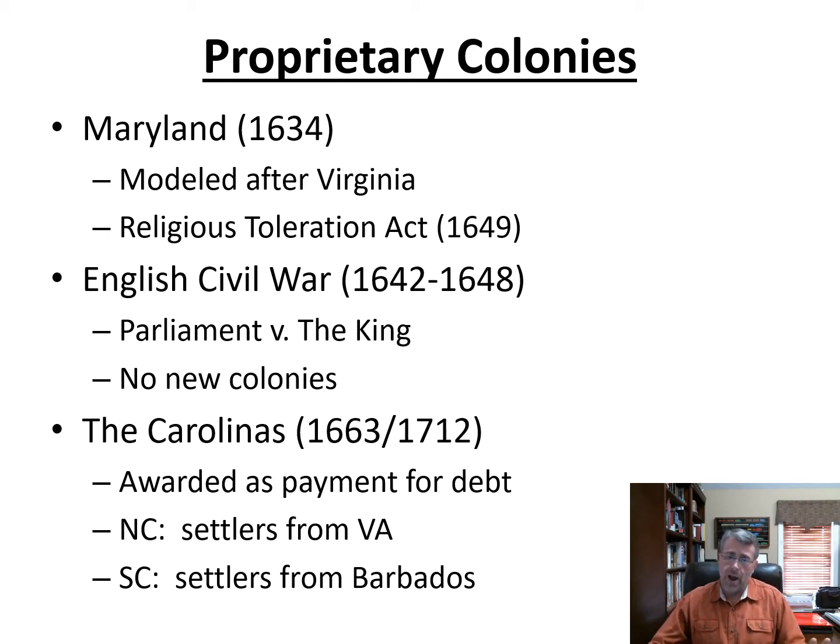So a proprietor basically is simply the owner of something. If you're the proprietor of a bookstore, then you are the owner of that bookstore. So proprietary colonies are colonies owned or established by an individual or group of individuals. Maryland is our first one on our list here, 1634.